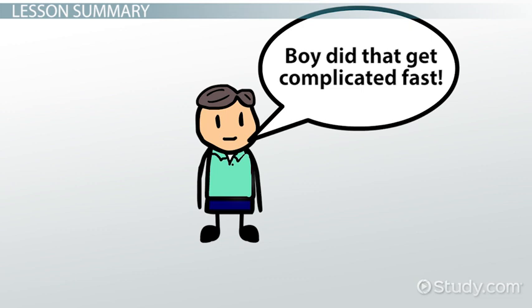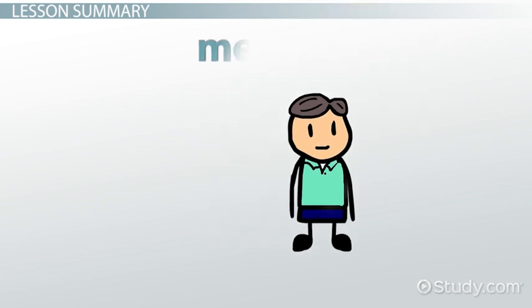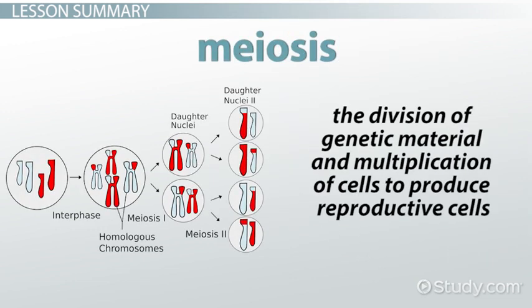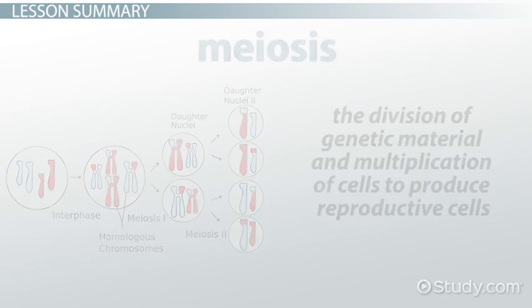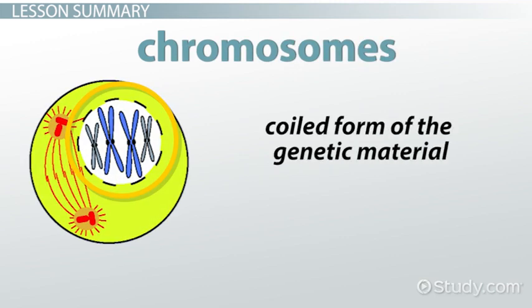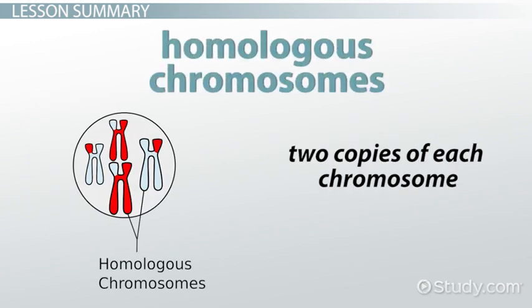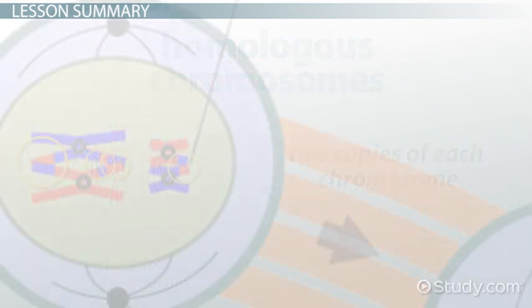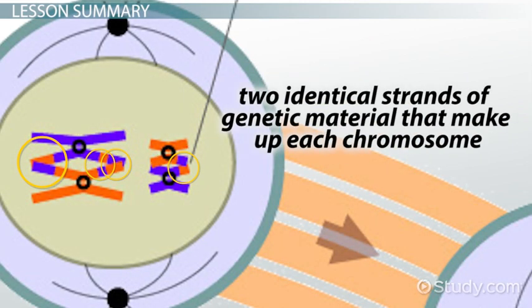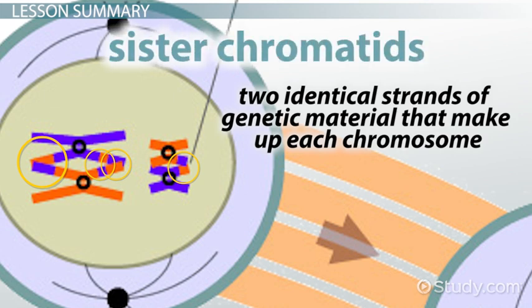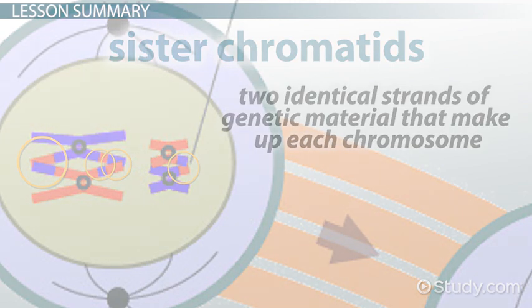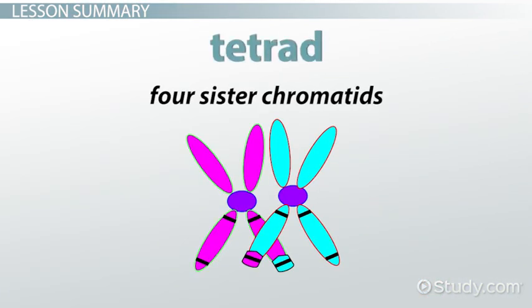Let's recap what we went over just now. First, we discussed that meiosis is the division of genetic material and multiplication of cells to produce reproductive cells. We then covered that chromosomes are the coiled form of the genetic material. We also learned that the two copies of each chromosome are called homologous chromosomes. We know there are two identical strands of genetic material that make up each chromosome called sister chromatids. The set of homologous chromosomes will be composed of 4 sister chromatids called a tetrad.